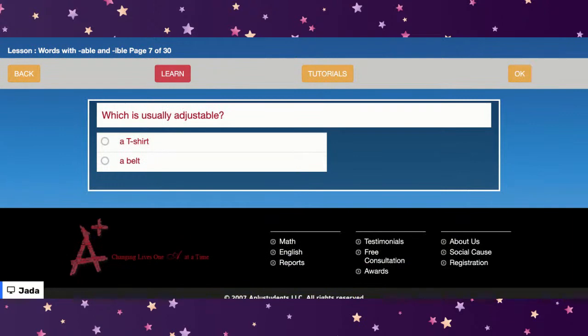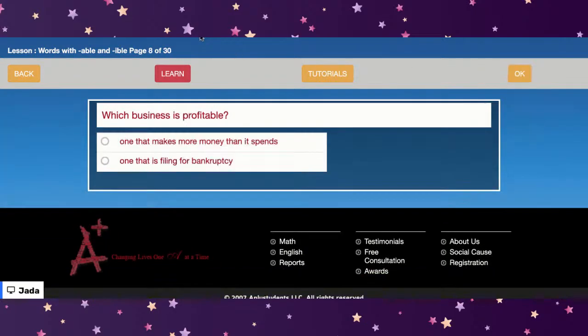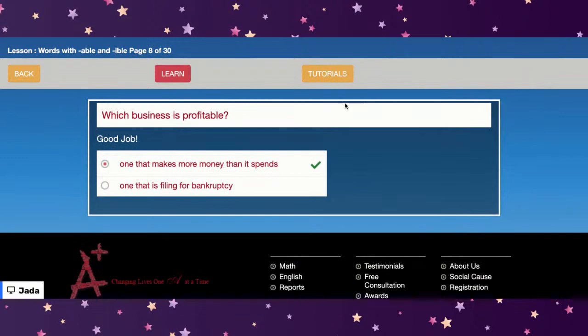Which is usually adjustable, a t-shirt or a belt? A belt is adjustable. You can adjust the belt. So we say a belt. Which is profitable, one that makes more money than it spends, or one that is filing for bankruptcy? So it has to be the one that makes more money than we spend.